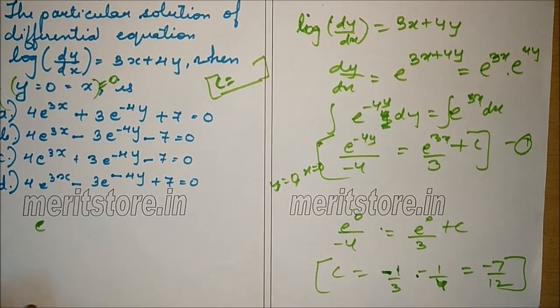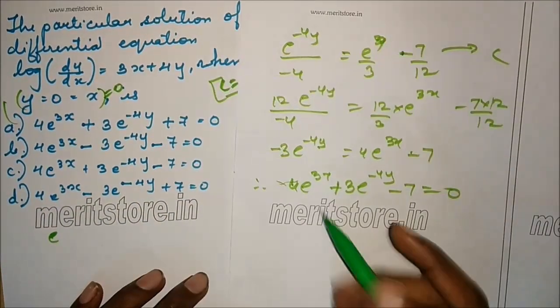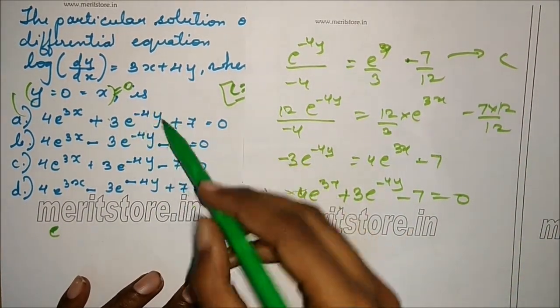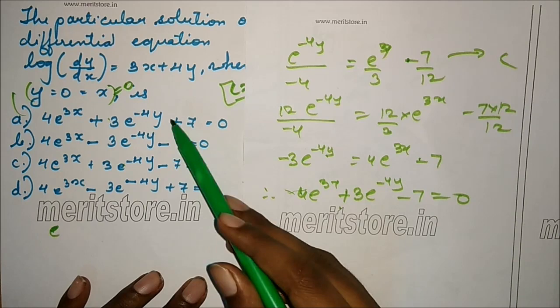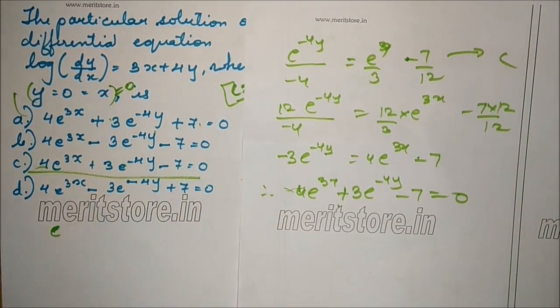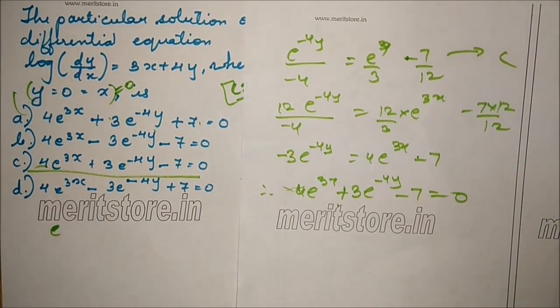So now we compare it with the options. So it is 4 e raised to 3x plus 3 e raised to minus 4y minus 7. So the answer is option C. Option C is the answer, which is 4 e raised to 3x plus 3 e raised to minus 4y minus 7 equals 0.